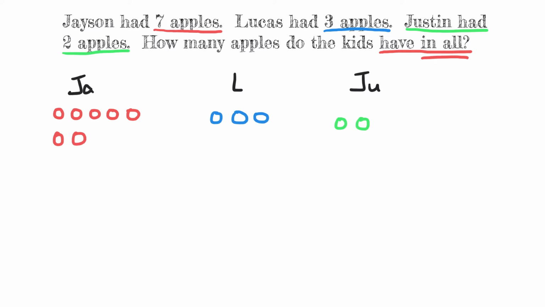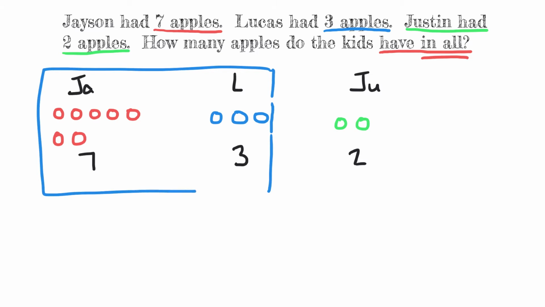And let's look at these numbers. We have 7 apples, we have 3 apples, and we have 2 apples. I want to group these together. Do you see what 2 numbers I could group together to make 10? Yeah, I see that too. It's right here. If we were to take Jason and Lucas's apples together, we would have 10, wouldn't we?